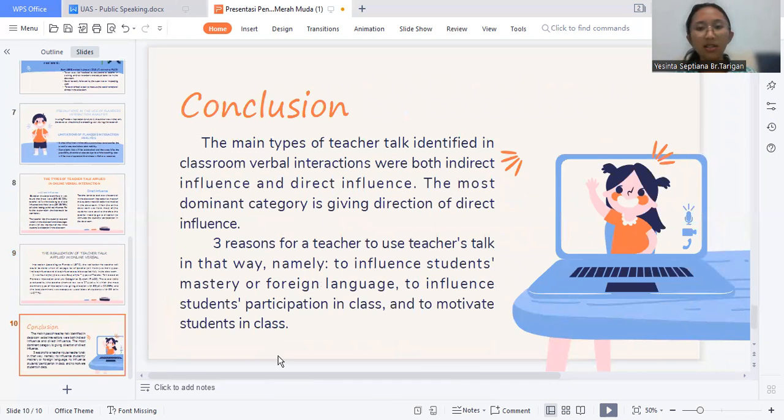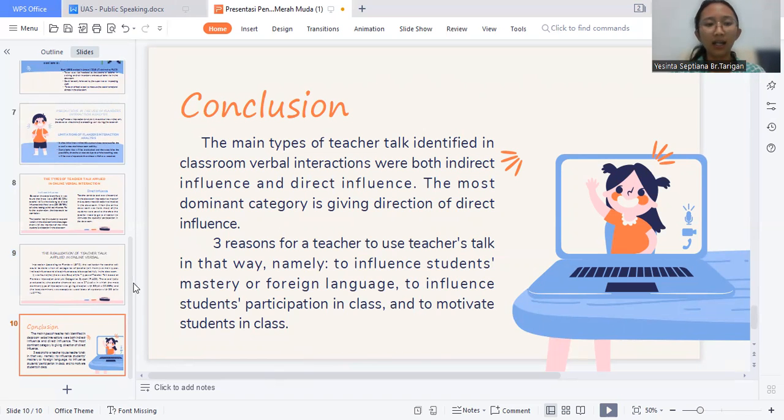The main types of teacher talk identified in classroom verbal interaction were both indirect influence and direct influence, and the most dominant category is giving direction of direct influence. There are three reasons for a teacher using teacher talk in that way. First, teachers use teacher talk to influence students' mastery of a foreign language. Second, teachers want to influence students' participation in class. And third, teachers use teacher talk to motivate students in class.